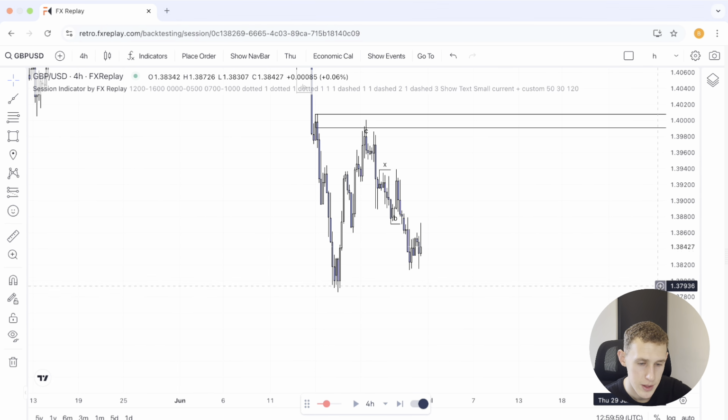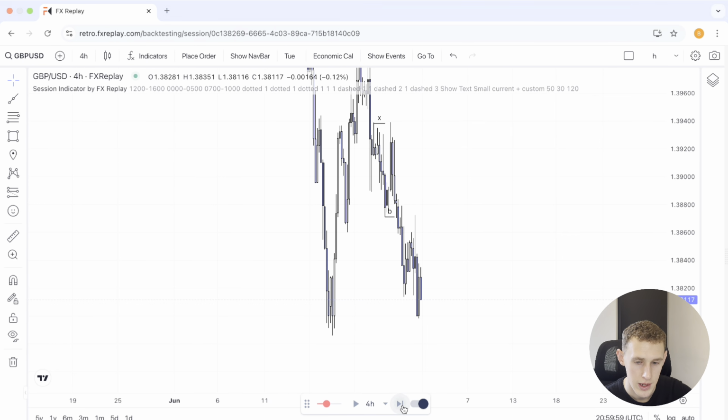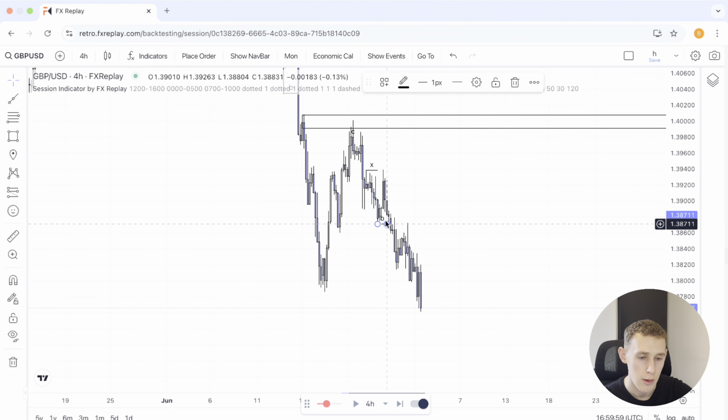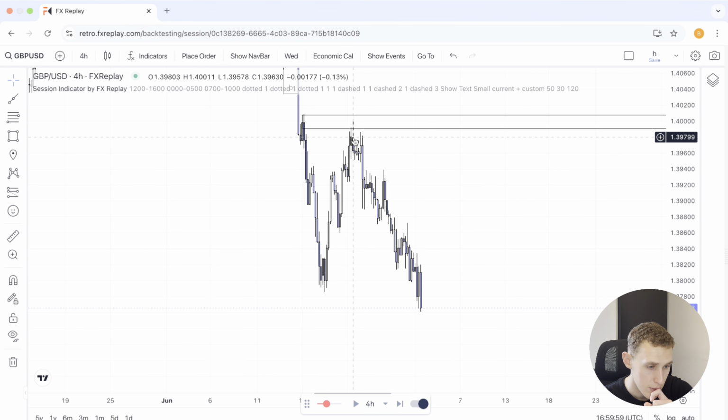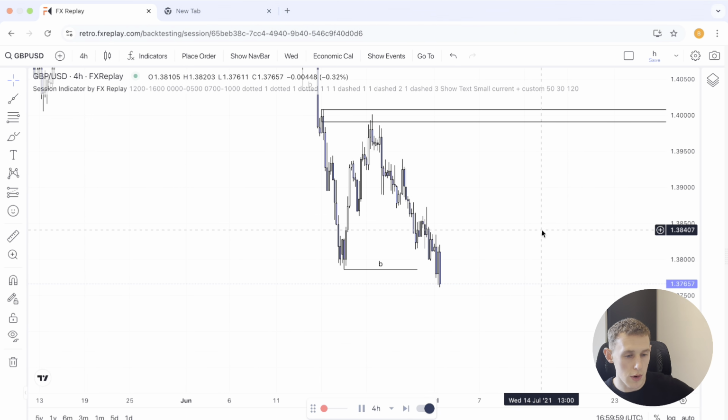Maybe if we see a grab of this 4-hour high. Okay, no, so price just sold off straight into our target. We managed to secure 3% on that move, so nothing really to complain about there. But yeah, guys, let's move on to the next trade.